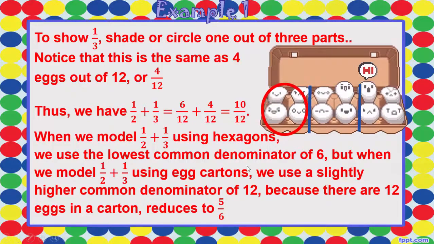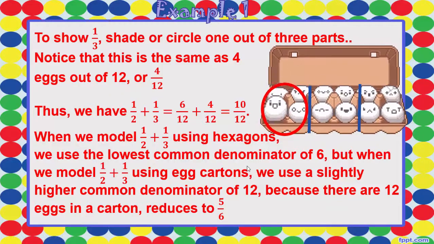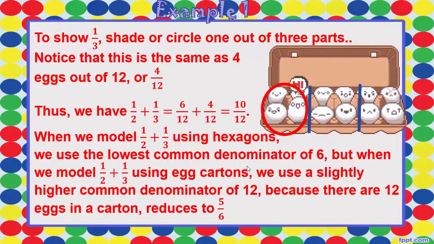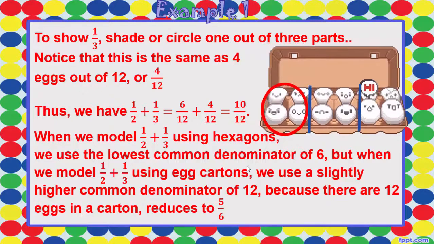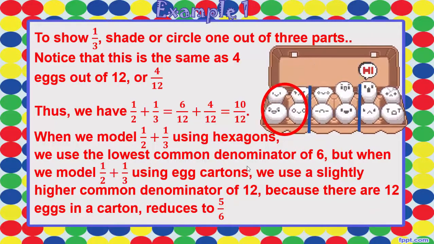When we model 1/2 plus 1/3 using hexagons, we use the lower common denominator of 6. But when we model 1/2 plus 1/3 using egg cartons, we use a slightly higher common denominator of 12 because there are 12 eggs in a carton, and this reduces to 5/6.